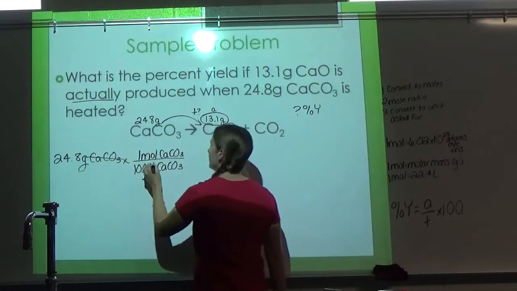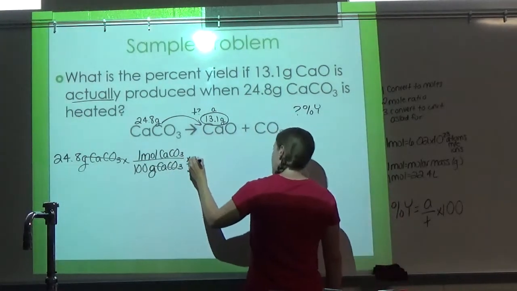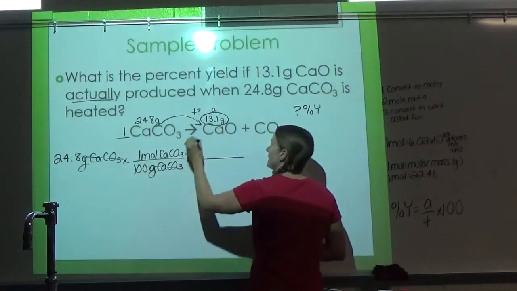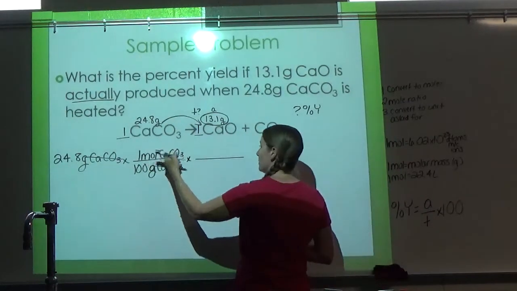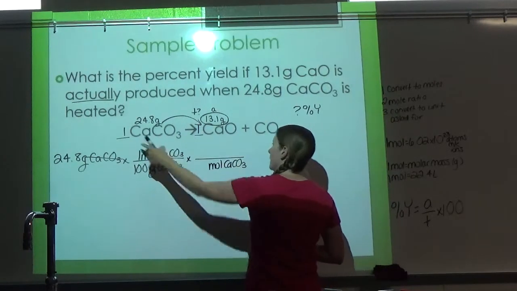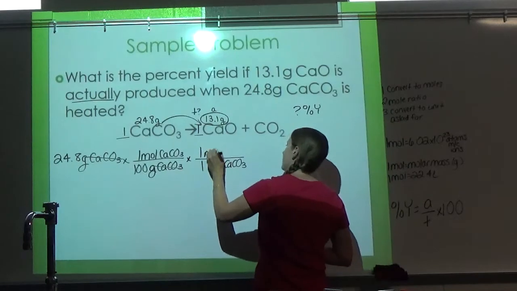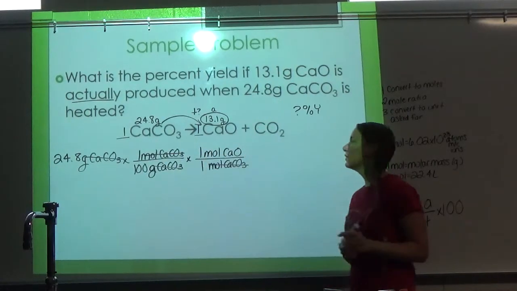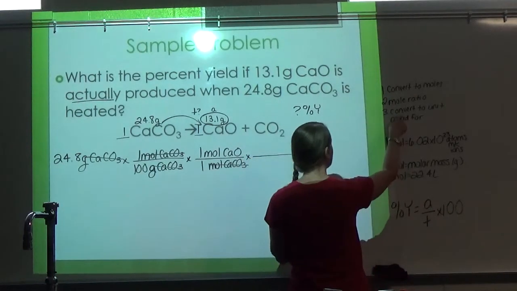So my grams of CaCO3 cancel. All right, so step 2 is I do my mole ratio. So 1 mole of my reactant makes 1 mole of my product. So I follow my golden rule and put moles of CaCO3 on bottom, and it's 1 mole because that's the coefficient, it makes 1 mole of my product. So my moles of CaCO3 cancel, and then I move on to step 3, convert to unit asked for.